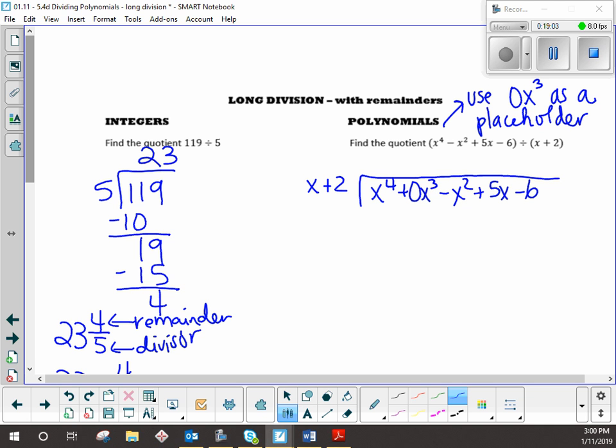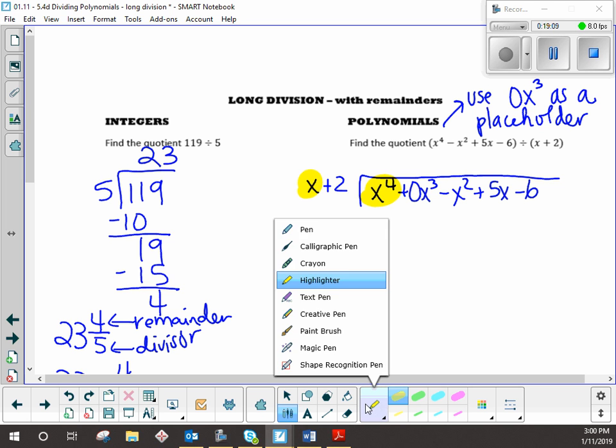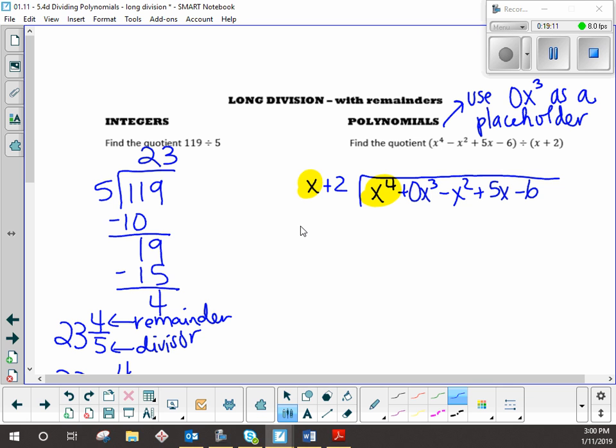We start with the first terms. We've got x here and x to the 4th. X times what gives me x to the 4th? X cubed. And where am I going to line that up over here? On top of the x cubed. So I do x cubed times this. What am I doing x cubed times which of those? Both. So x cubed times the x is x to the 4th.